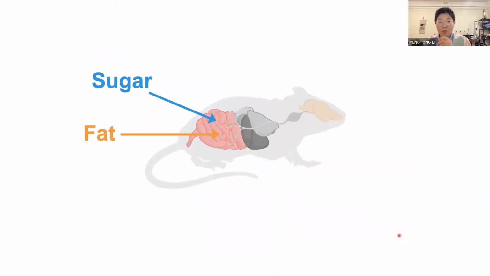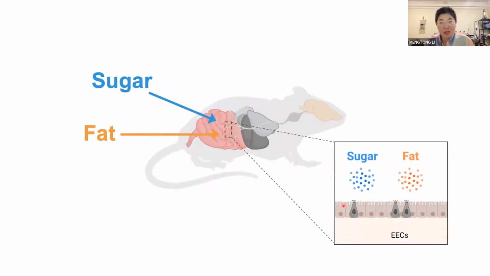So next, let's move our eyes to what happens in the gut. The food after ingestion arrives at the small intestine, where the carbohydrates and fats are broken down into single sugar units and free fatty acids. We reason that the sugar and fat can be detected by different sensors expressed on the enteroendocrine cells.